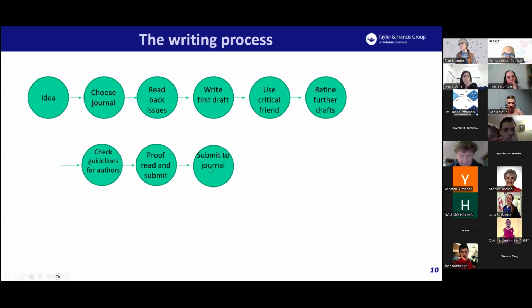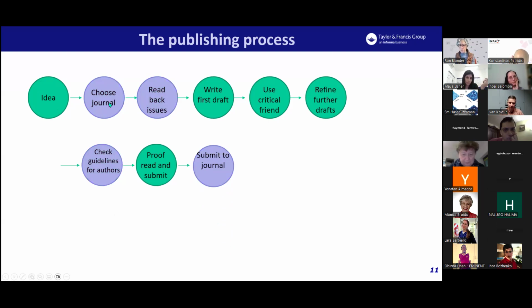So a lot of steps from the idea, from the research. You did the research, you have the results, a lot of steps between having the results and submitting to the journals. And I colored in, highlight in blue, stages that are specific to each journal, okay? All the green parts are general, but the blue parts are specific to each journal, and we will come back to this during the talk.